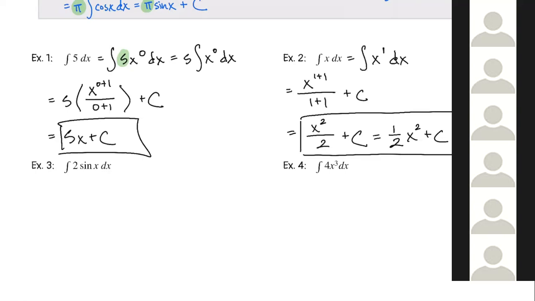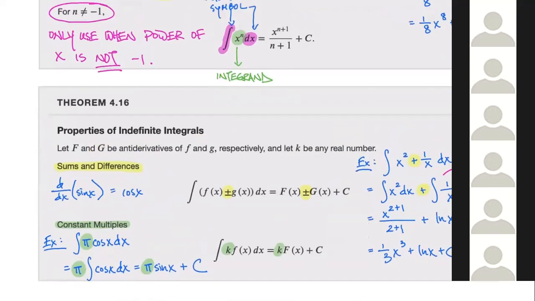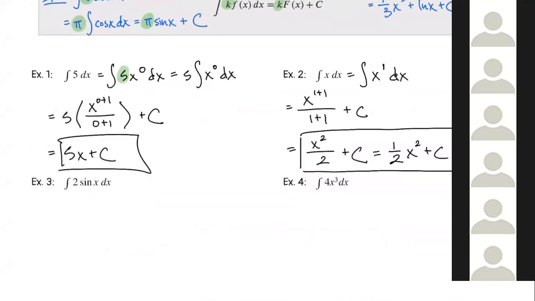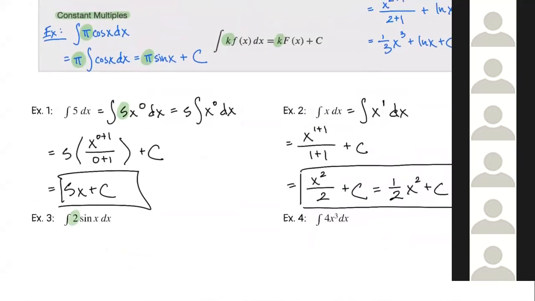Indefinite integrals is not the name of a rule. Okay, so let's make sure we know the names of the rules. Yeah, that constant multiple rule. So there's one in the green right here. We want to use that constant multiple rule, okay? And so our constant here in this case is the 2, kind of like we had a pi in that example above. And so we could rewrite this as 2 times the integral of sine x dx.